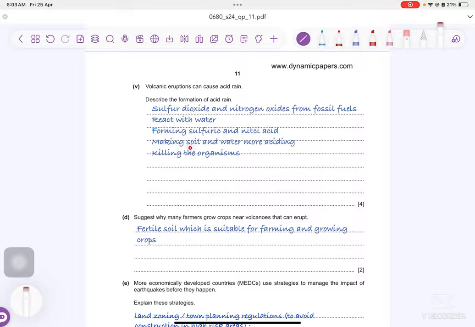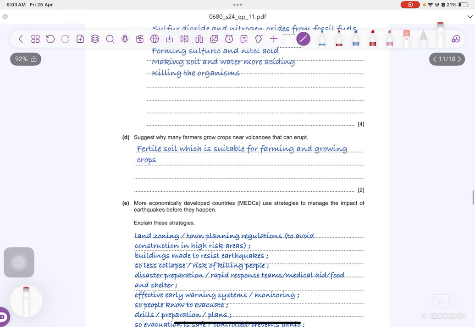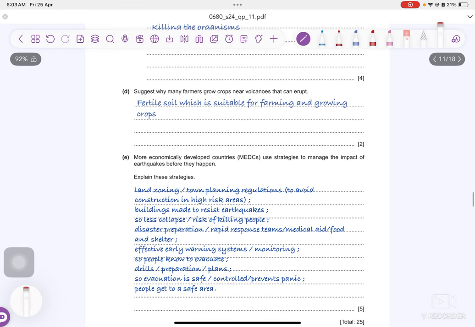This makes the water and soil more acidic, therefore increasing the acidity or decreasing the pH, okay? And when the pH of soil is changed, this affects the minerals and the nutrients content in the soil, okay? So the plants aren't really using the minerals efficiently anymore, killing the organisms. Okay, suggest why many farmers grow crops near volcanoes that can erupt.